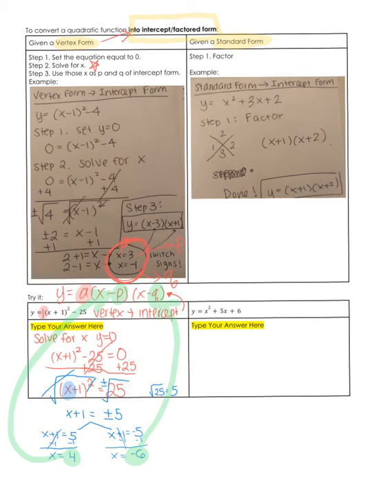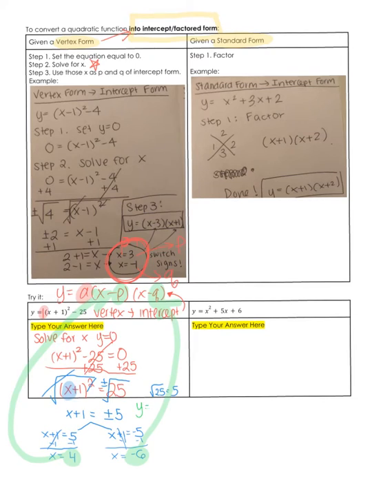Okay. So if I do that, sorry, it got really messy here. If I do that, I have y equals, a stays the same, it's still 1, x minus 4 times x minus negative 6, but two negatives make a positive. So that will be our answer in intercept form.